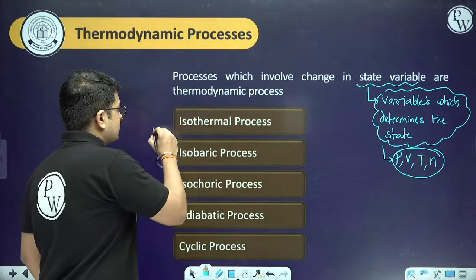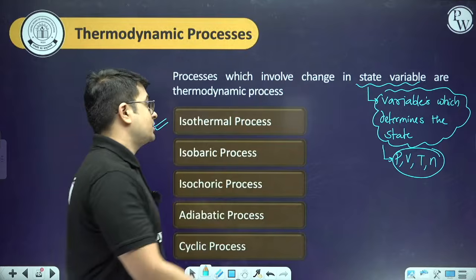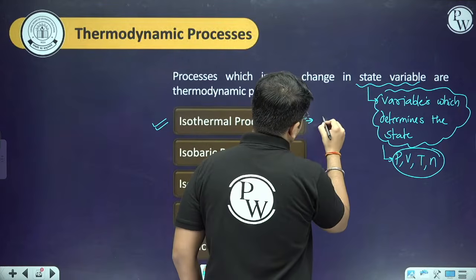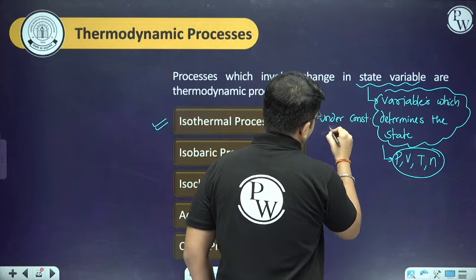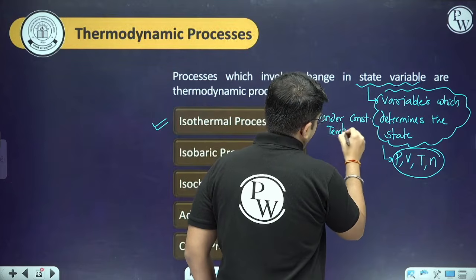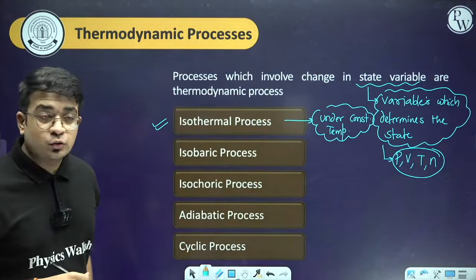So the first process is known as your isothermal process. So basically the process which occurs under constant temperature. The process occurring at a constant temperature is basically your isothermal process.